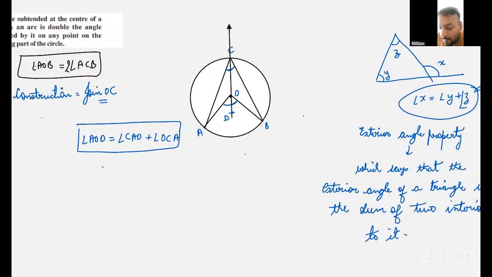Sir, what else? Sir, in the textbook it is also written about the inscribed angle. Yeah, I will tell.